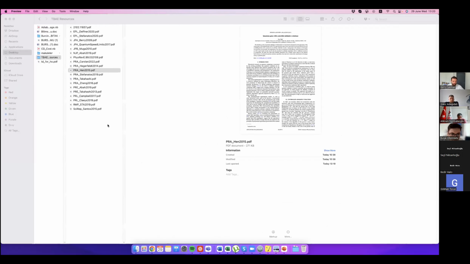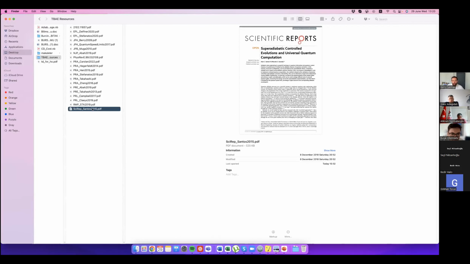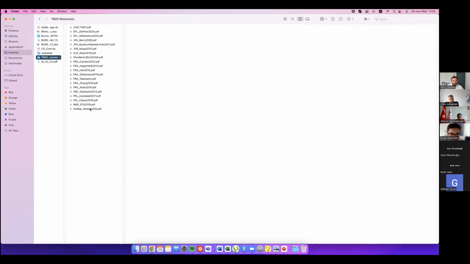This is for a single qubit, and then there's also another paper here, which is on superadiabatic controlled evolutions and universal quantum computations. Again, shortcut methods, and especially the counter-diabatic driving, are used in these cases.